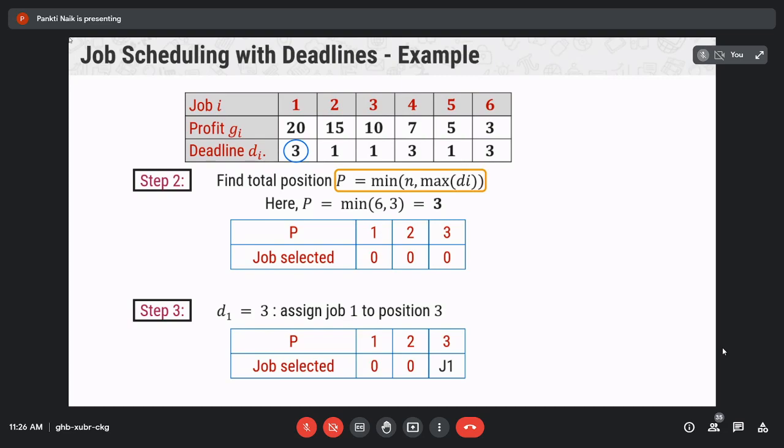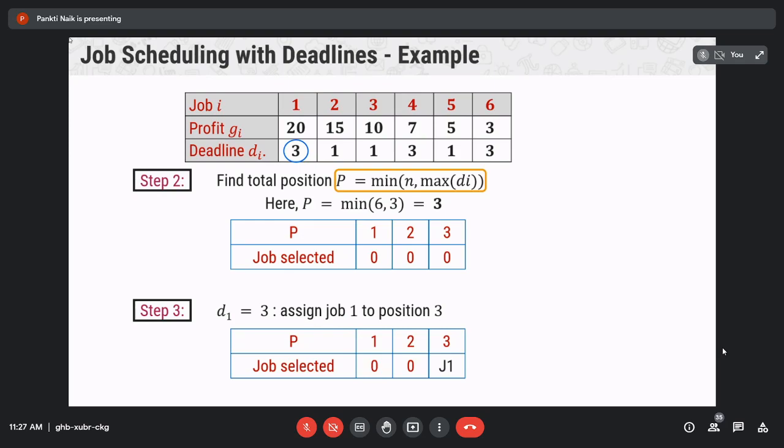job number 3. Then job number 4 with deadline 1, so you cannot assign job number 4 because position 1 is already occupied by job number 1 and there is no previous free space available. So you can schedule a maximum of 4 jobs, but because of the same deadline for 3 jobs, you can only schedule 2 jobs, J1 and J3.